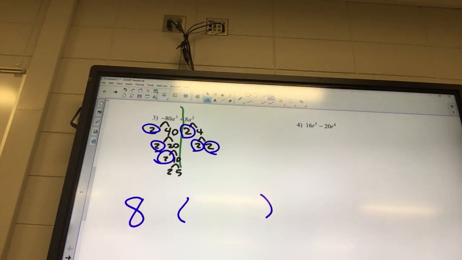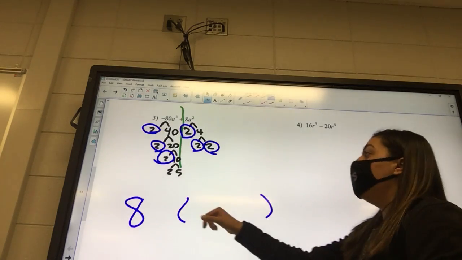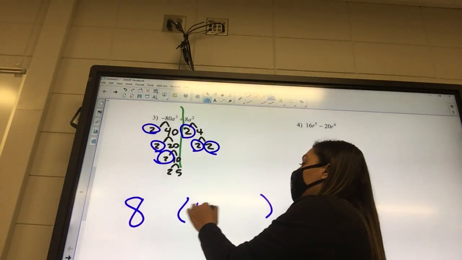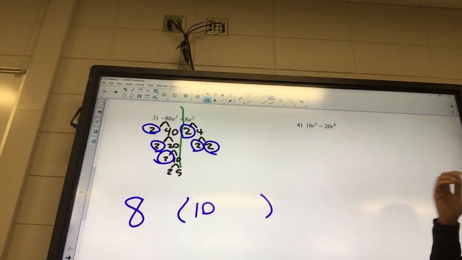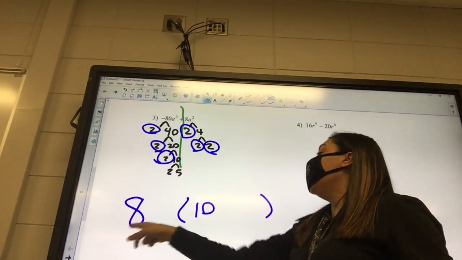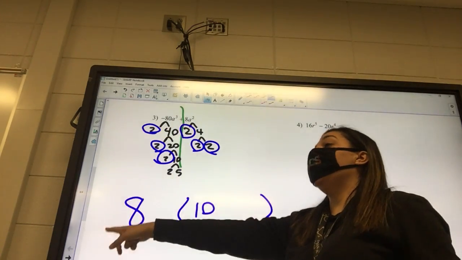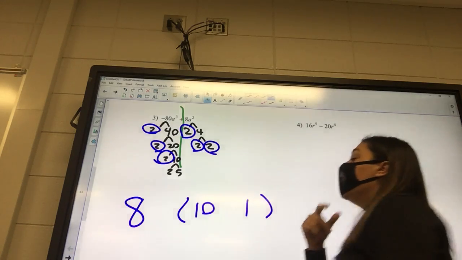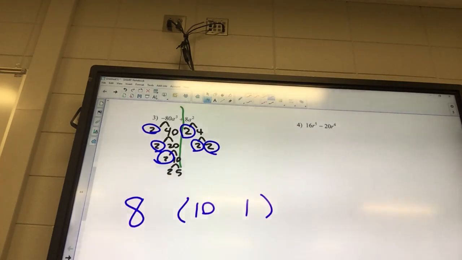What's going to be 10? The first number in the parentheses. Why? Because they're divided. We're dividing by what? 8. So it's going to be 80 divided by 8. Give me 10. 8 divided by 8 is 1.